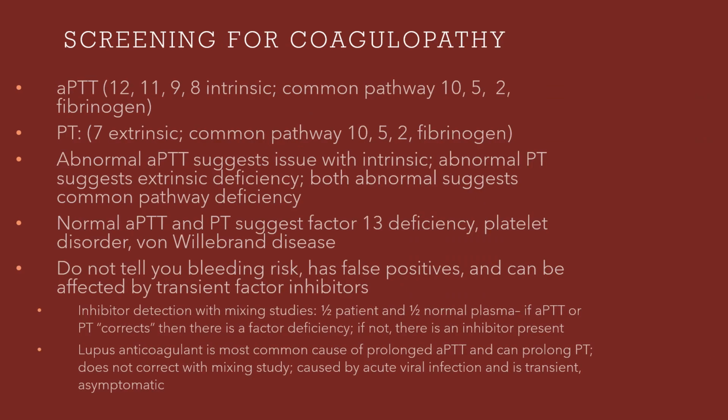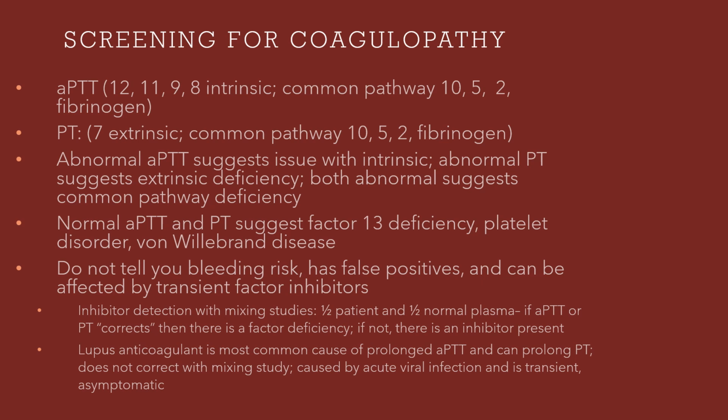So an important thing to note is that factor 1 is also called fibrinogen. That was one of the first factors in the common pathway. So when we're screening for coagulopathy, as I mentioned, you use PTT to screen for the intrinsic pathway, and this will also pick up deficiencies in the common pathway. So to recap, intrinsic was 8, 9, 11, and 12. And then common pathway was 1 or fibrinogen, 2, 5, and 10.